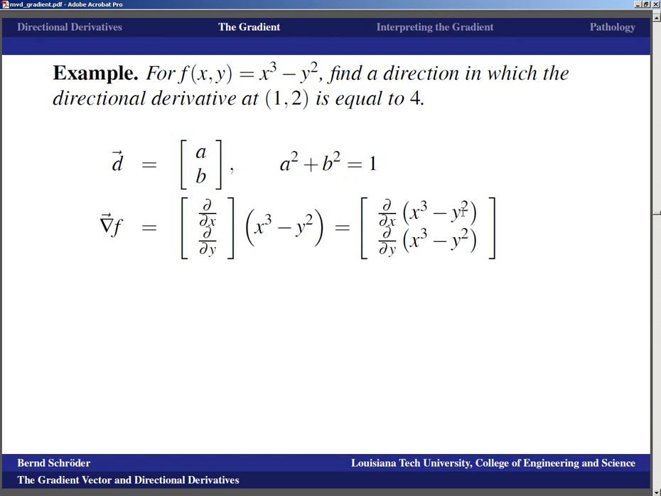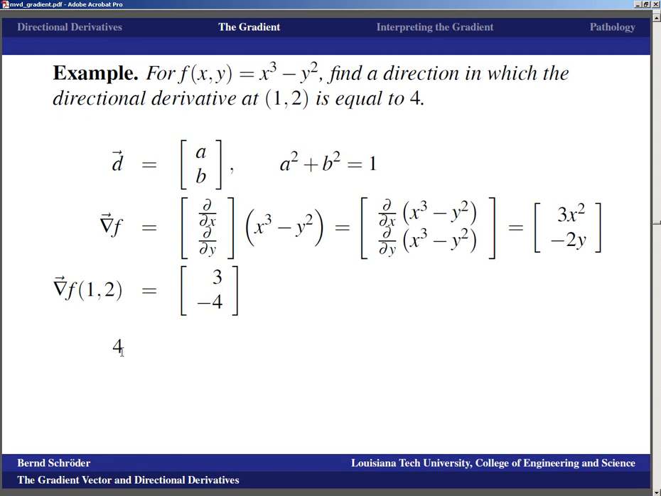and so that'll be d/dx of x cubed minus y squared and d/dy of x cubed minus y squared, so that's 3x squared and negative 2y as the components. And we want to find the directional derivative at 1, 2, which means we need the gradient at 1, 2, and the gradient at 1, 2 would be 3 times 1 squared, which is 3, and negative 2 times 2, which is negative 4.